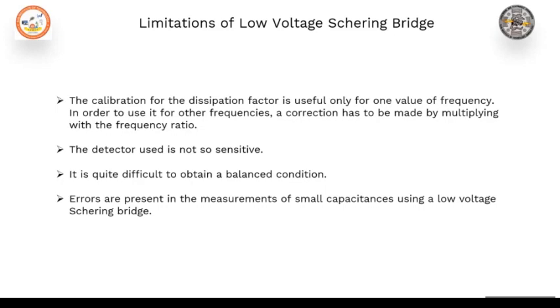So this completes the low voltage Schering bridge and the measurement of capacitance using it.